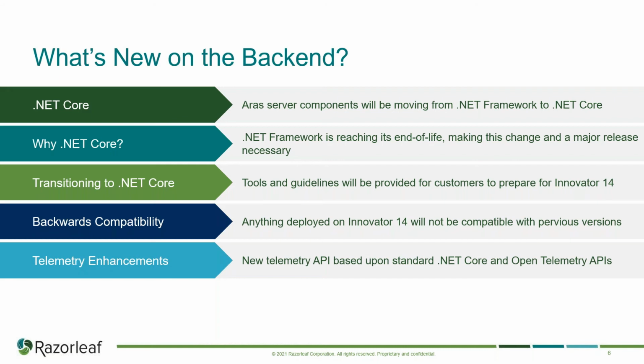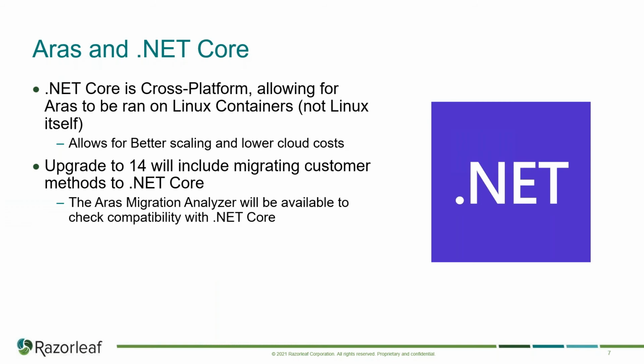Alongside this, we're going to have some telemetry enhancements. They're releasing a new API that's going to be based on standard .NET Core and open telemetry APIs, just to make things easier for integration, make things easier to work with, and more standard altogether. So there's more benefits to .NET Core outside of .NET Framework about to go away. .NET Core is cross-platform, which means it's allowing Aras to be run on Linux containers, but not necessarily a Linux OS itself. But this allows for better scaling and lower cloud costs for you guys in the future. Once again, in the future, once Aras managed services and cloud services get up and going.